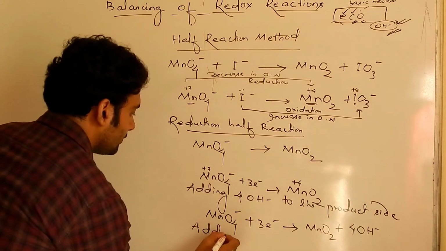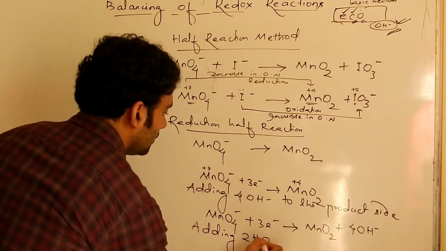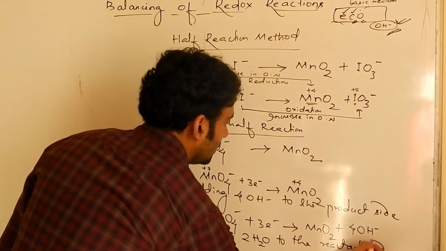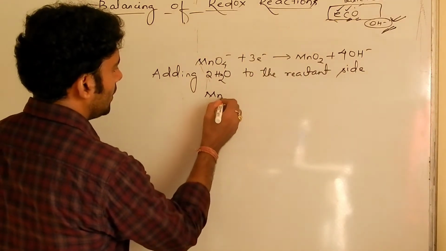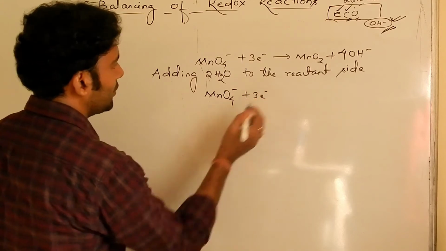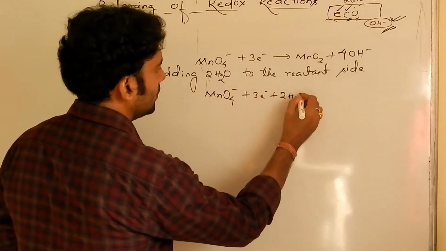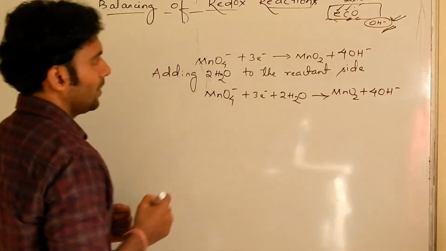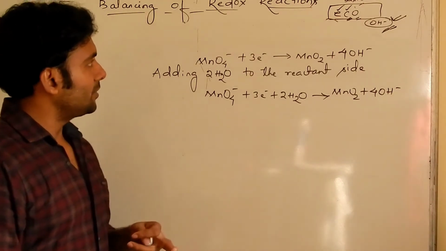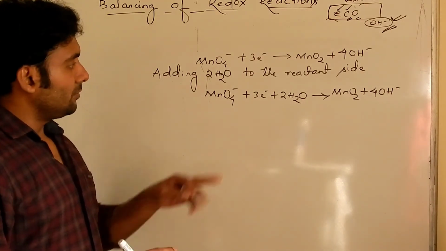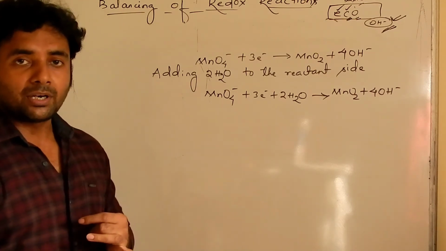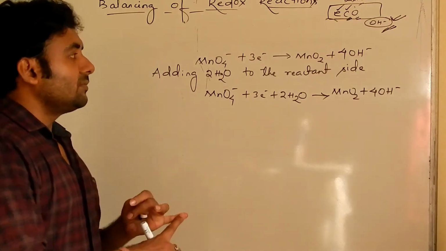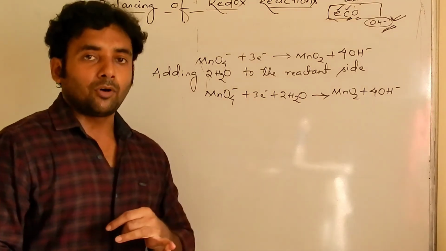So adding 2 H2O to the reactant side, we will get MnO4 minus plus 3 electrons plus 2 H2O gives MnO2 plus 4 OH minus. So what we have done: first of all we have balanced the electrons, then we have balanced the charge by adding the required number of OH minus, then lastly we have balanced the oxygen atoms, and for that we have taken care of the water molecules.